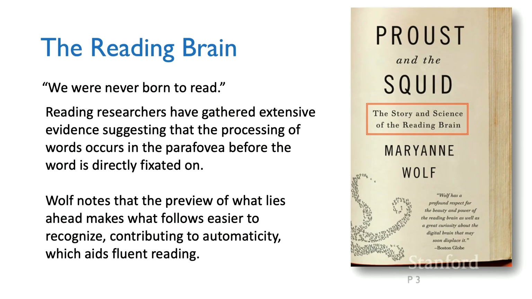And reading researchers have gathered extensive evidence suggesting that the processing of words occurs in the parafovea before the word is directly fixated on. The parafovea is the area around where you're looking, what you foveate on. And Wolf notes that the preview of what lies ahead makes what follows easier to recognize, contributing to the automaticity which aids fluent reading. So if you see the first few letters and you're kind of seeing the rest of the letters in the word in your parafovea, it helps you recognize the word.